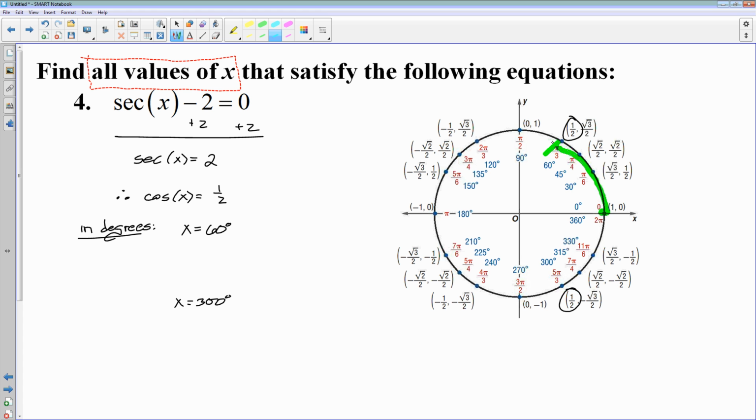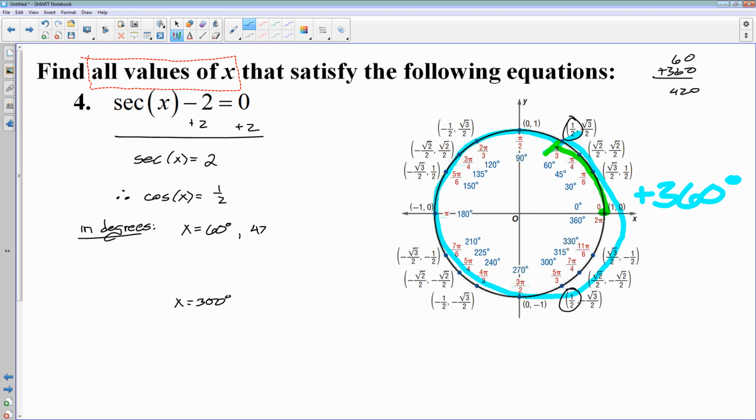So I'm starting at 60 degrees. If I go all the way around my circle a second time, I'm going to go past 360, and I'm going to come back to the place where I started. What I just did is I added 360 degrees to my starting point. I started at 60, and then I moved 360 degrees further, which means that I have another answer of 60 plus 360, and 60 plus 360 is 420 degrees. So x could be 60 or x could be 420.